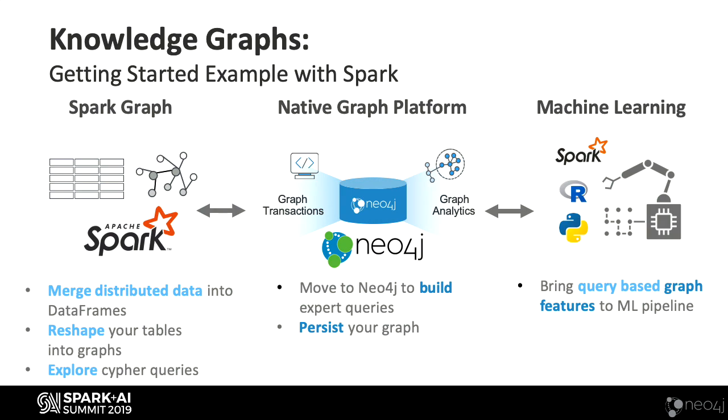Once you've figured out the right graph that you want to run over for your problem, you move that data to Neo4j where you can start building more complicated optimized multi-hop queries, and you can persist your graph. So you have a mutable database where you have all that data. You can then export those new query-based features into your machine learning pipeline, add that to the data you're already using, and start making predictions.